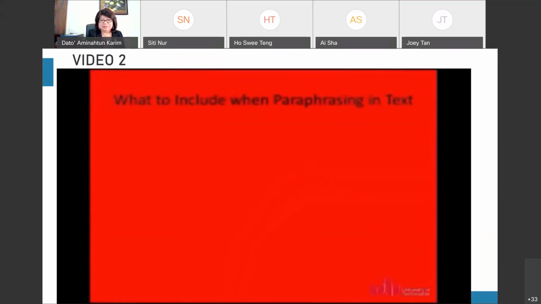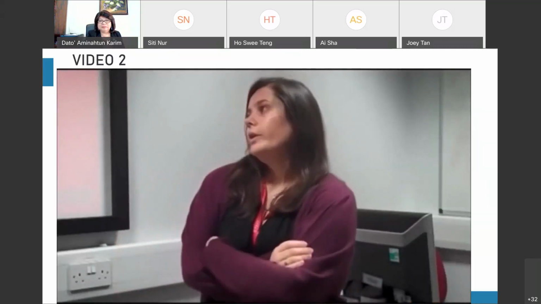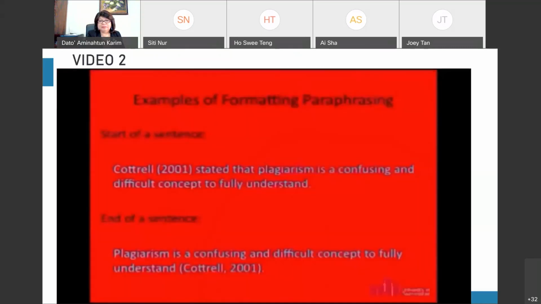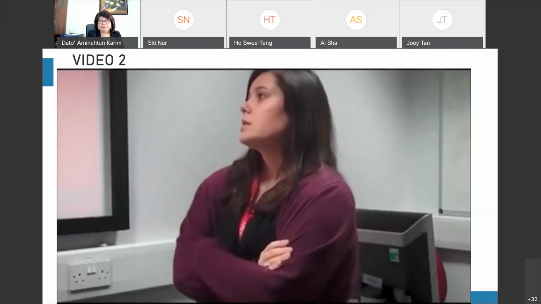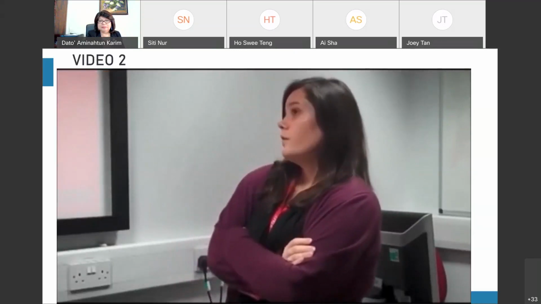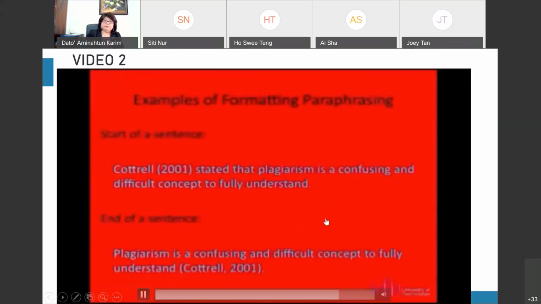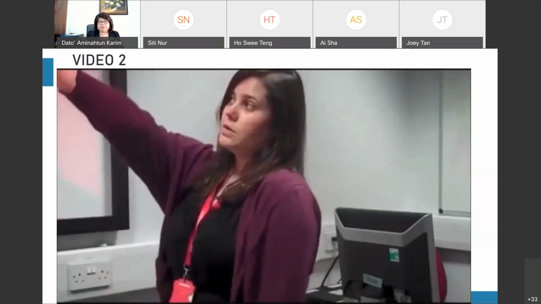So what do you need to include when you paraphrase in text? You need to put the surname of the author or the name of the organisation, and the year of publication. In a sentence, it might look like this. At the start of a sentence: Cottrell stated that plagiarism is a confusing and difficult concept to fully understand. And at the end of the sentence: plagiarism is a confusing and difficult concept to fully understand (Cottrell, year). You can see that the author's surname and date is there.